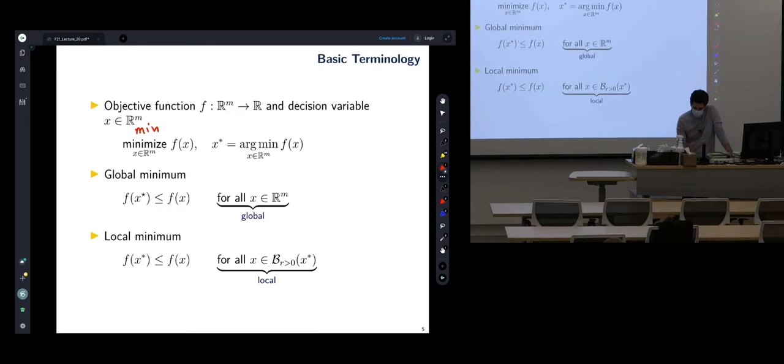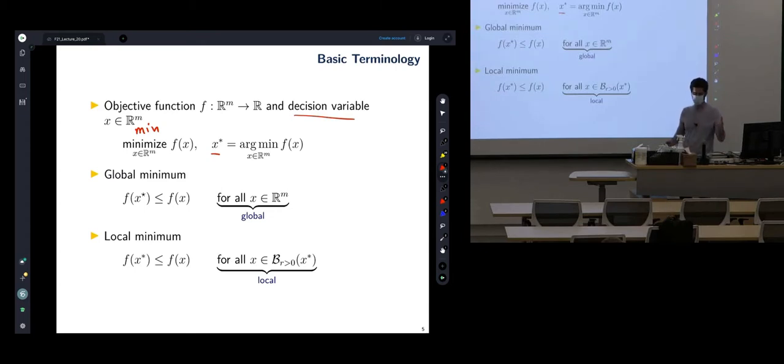And the variable that you solve for, which is a Euclidean vector, we call it decision variable. Decision variable or design variable is the variable that we are searching for. We want to do a search within this optimization problem to find the optimal value of this decision variable that minimizes the objective function.